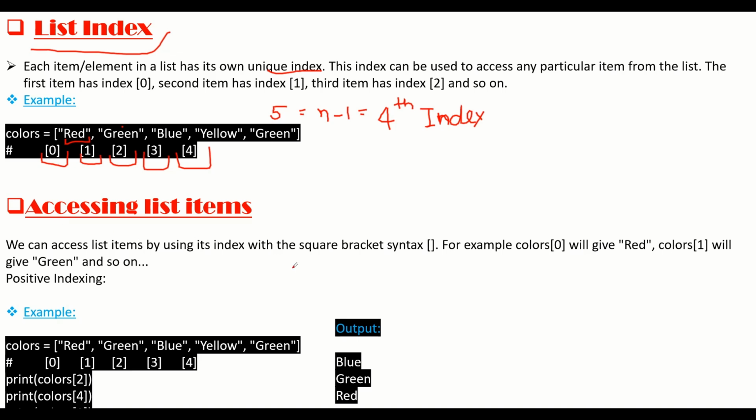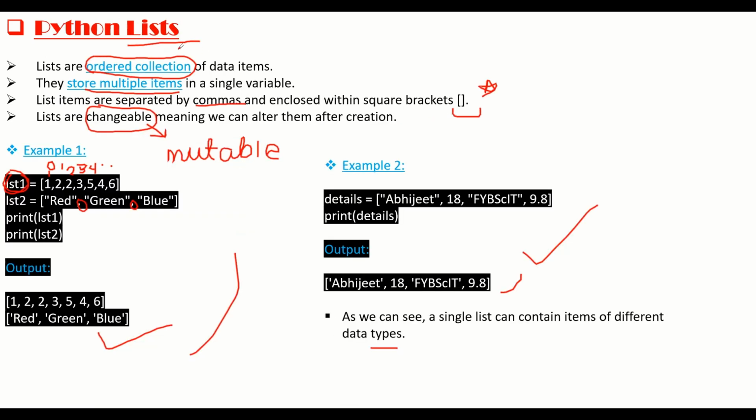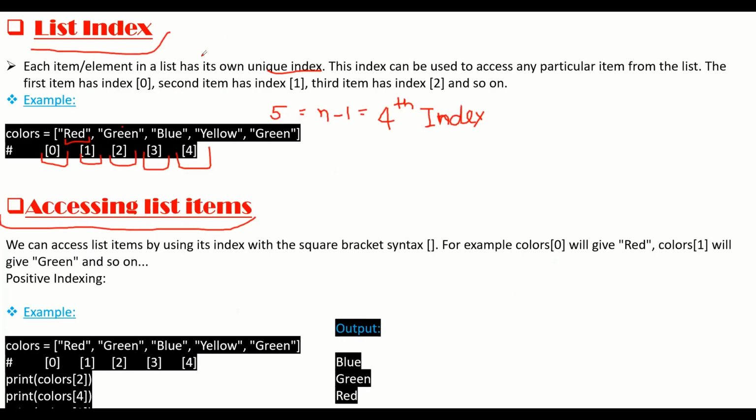So open your Jupyter notebook. But before that, we also cover this topic. So accessing list items. We can access list items by using its index with the square bracket syntax. So we can access items by index because, as we know, lists are ordered collections of items. It means we can access list elements by their index. For example, colors 0 will give red, colors 1 will give green, and so on. So this is positive indexing. And what is negative indexing? We also covered it.